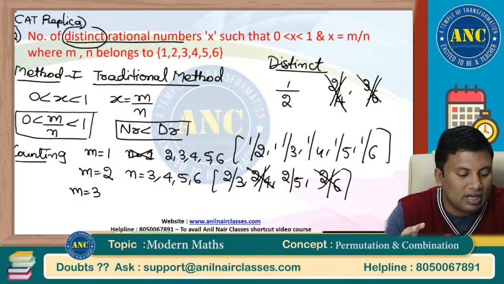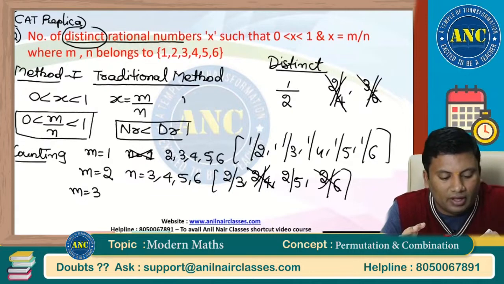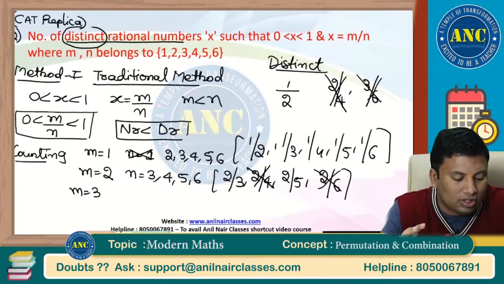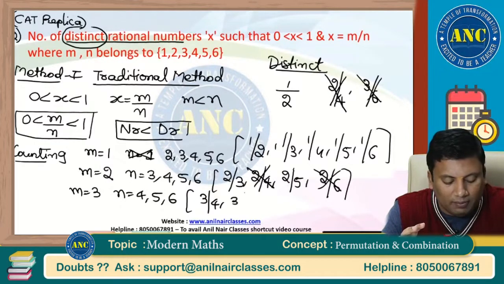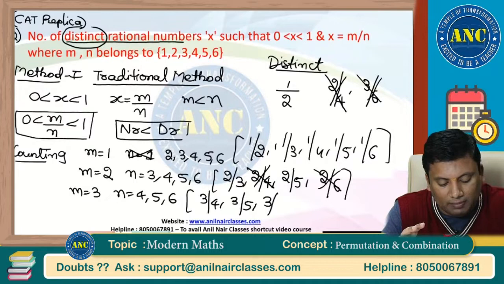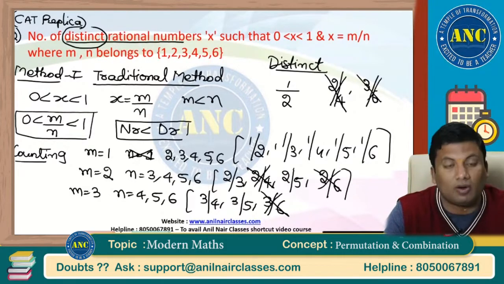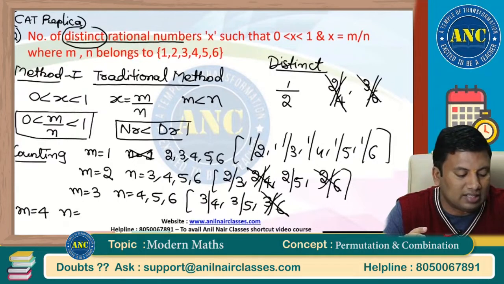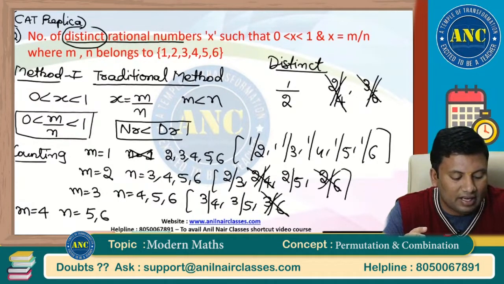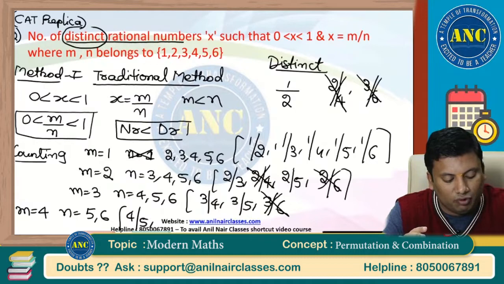M is 3. M is less than n. So, 3 is less than n, equivalent to 4, 5 and 6. These are nothing but 3 by 4, 3 by 5, 3 by 6. 3 by 6 is 1 by 2. Double counting. M equivalent to 4, n is nothing but 5 and 6. 4 by 5, 4 by 6. 4 by 6 is 2 by 3.